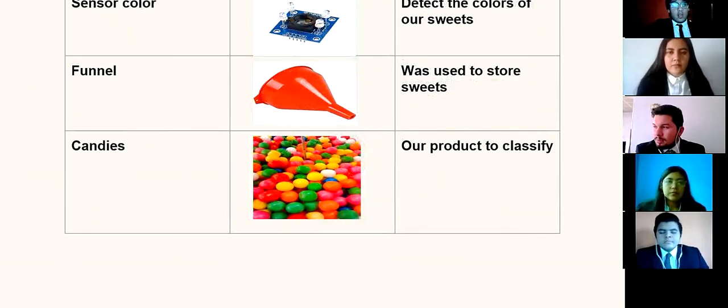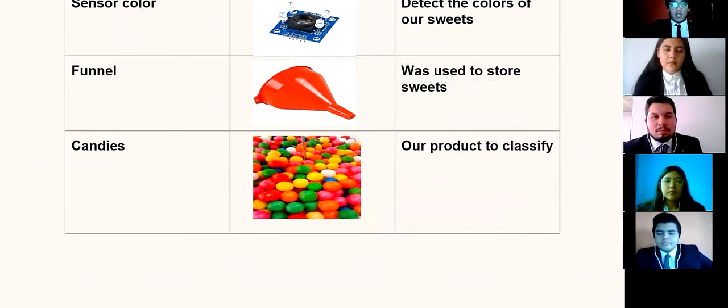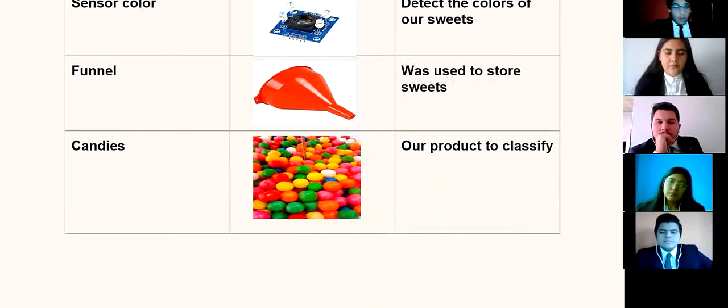The color sensor is a type of photoelectric sensor that emits light from a transmitter and then with a receiver detects the light that is reflected from the sensing object. A color sensor can detect the received light intensity of the colors red, blue, and green, respectively, which allows it to determine the color of the target object and detect the color of our candy. A funnel is a conical glass or plastic container used in the laboratory to pass liquids or chemicals. In our case, we used it to store sweets and candies, the product to classify.